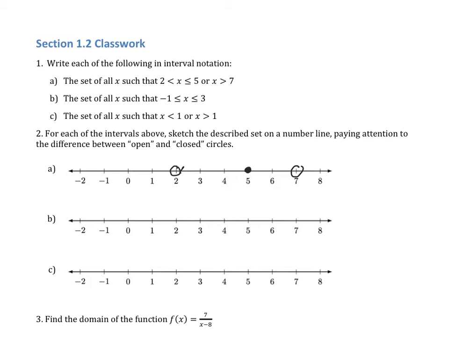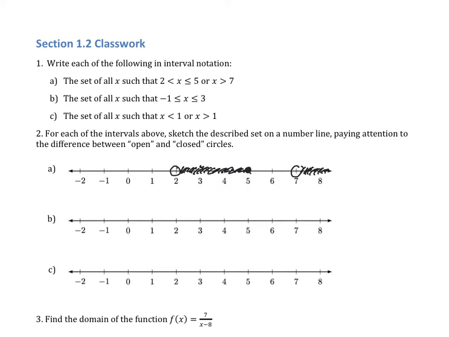And the first inequality is telling me to shade between 2 and 5. And the second one is telling me to shade from 7 forever. So as long as I don't put a dot on the right-hand side, we assume they mean go on forever. So that's what the number line looks like.